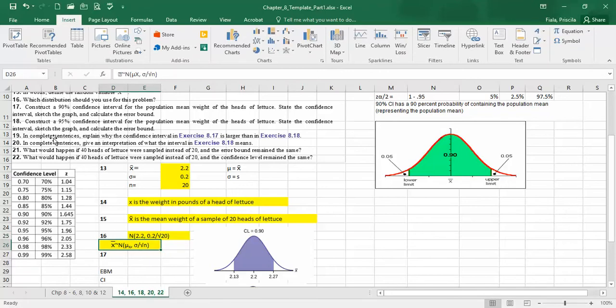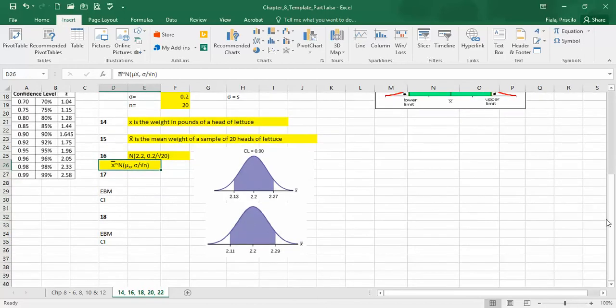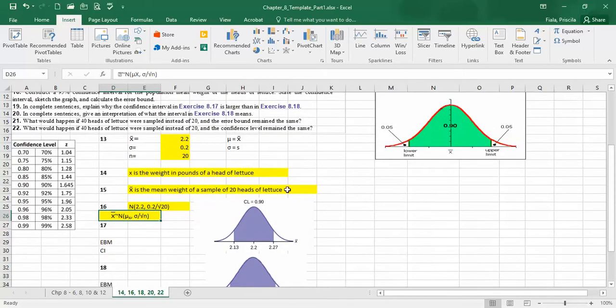So there we go, 17. Construct a 90% confidence interval for the population mean weight of the heads of lettuce. State the confidence interval, sketch the graph, and calculate the error bound. I have sketched the graph before, but let's see what it really means. Here I have my confidence level, and my average is 2.2. For 90%, my lower bound should be 2.13 and my upper bound should be 2.27. Therefore, my confidence interval should be between these two. So let's see if that's correct.